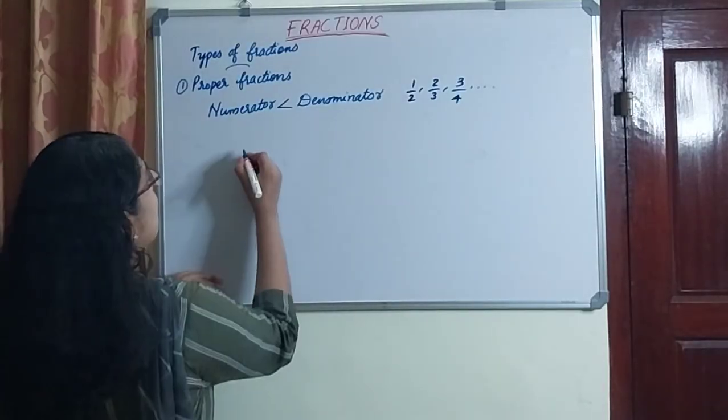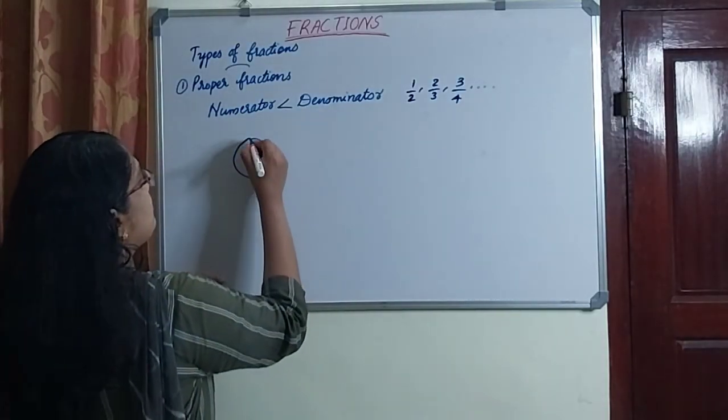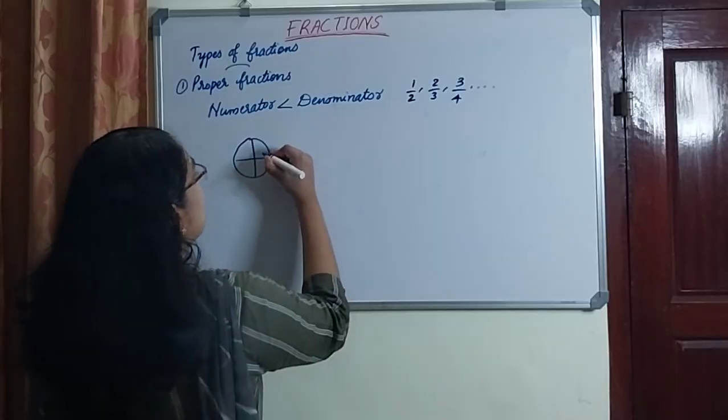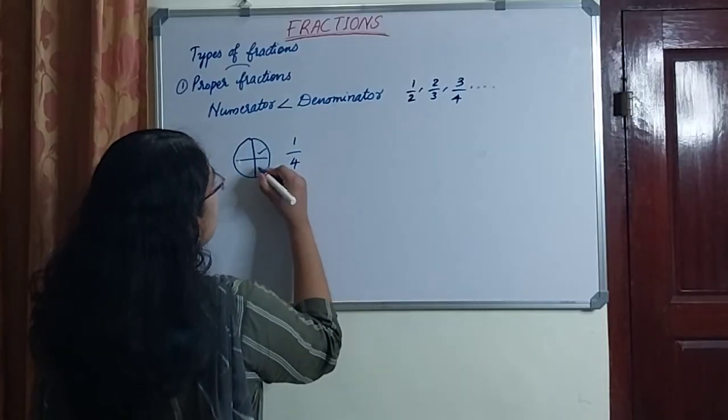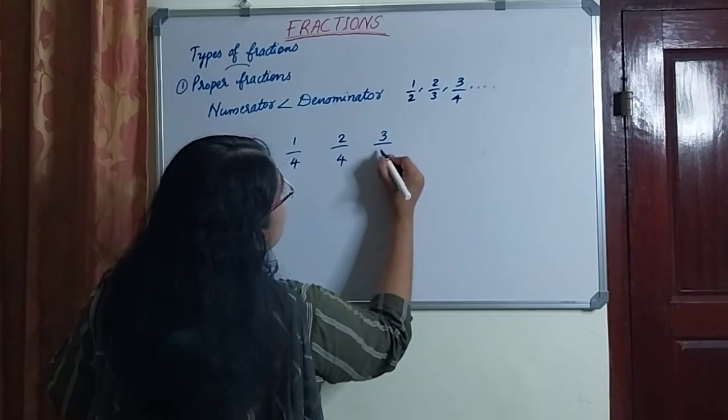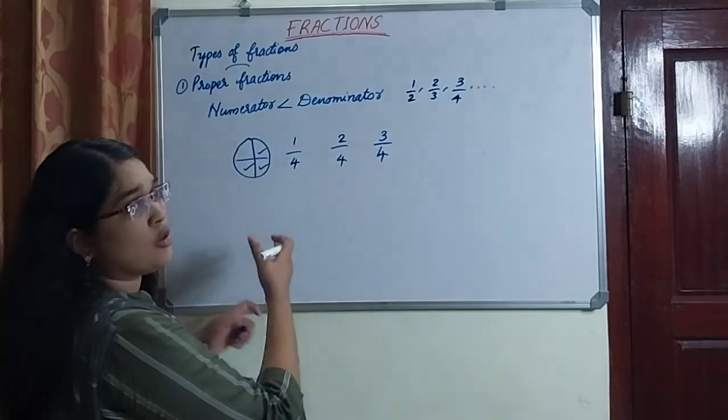In all these fractions, the numerator is lesser than the denominator. We can take the example of cutting that cake. We have taken that cake and cut it into 4 equal pieces. If 1 piece is taken, it is 1/4. If 2 pieces are taken, it is 2/4. If 3 pieces are taken, it is 3/4. All these are proper fractions.